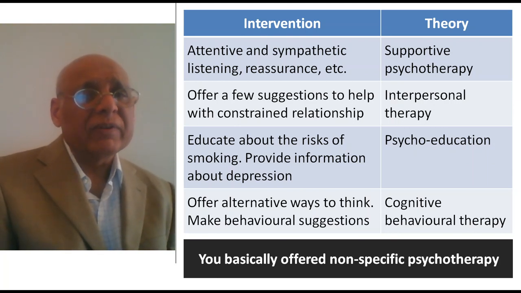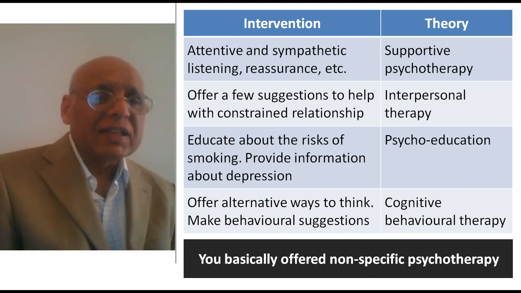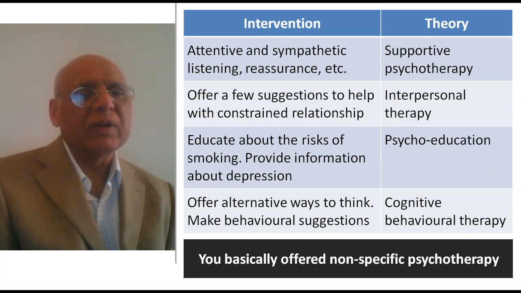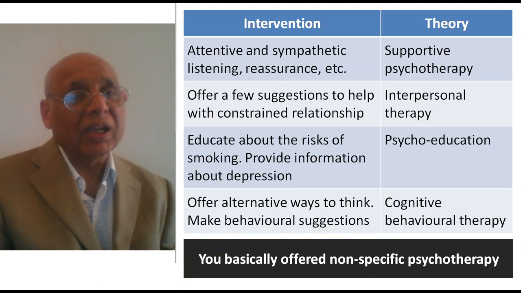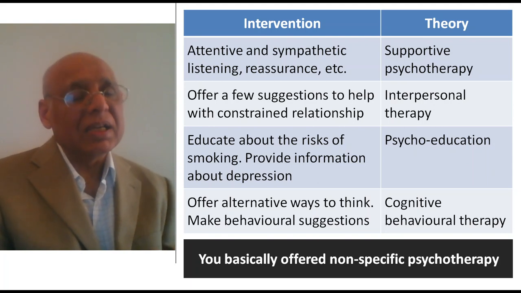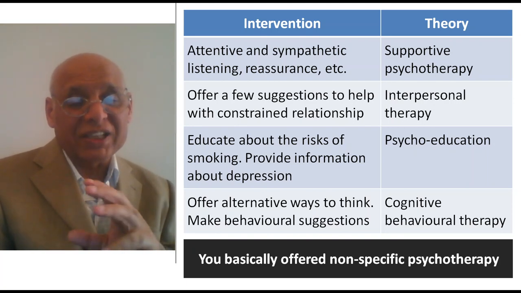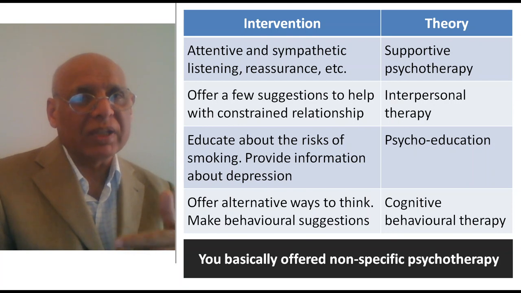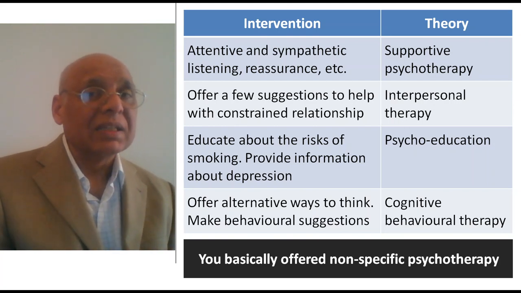Thirdly, you offer him some education around his risky smoking behavior and some other information about depression. And so you offer him psychoeducation, and this is pretty much consistent. Most health professionals will do that. Finally, you offer him alternative ways to think, and you make a few behavioral suggestions about his sleep problem or about his smoking. And here you are employing cognitive behavioral techniques, but you are not offering him cognitive behavioral therapy, because proper structured cognitive behavioral therapy, as we will discuss in the next 20, 30, or even more sessions, is a very specific type of psychotherapy, and one has to have a lot of background knowledge, understanding, and experience in it to offer it.